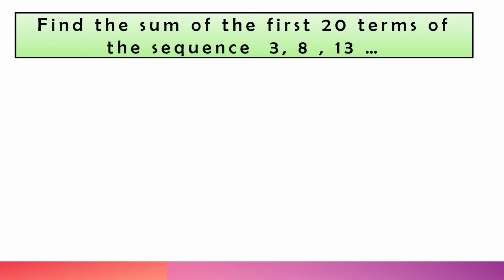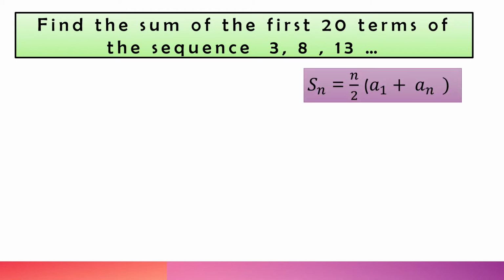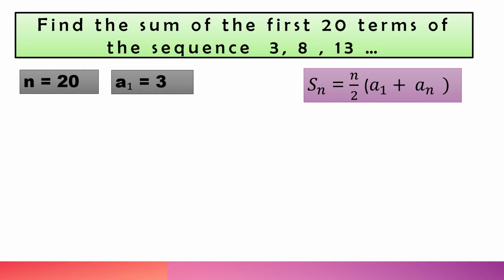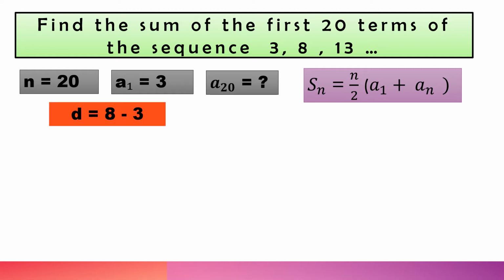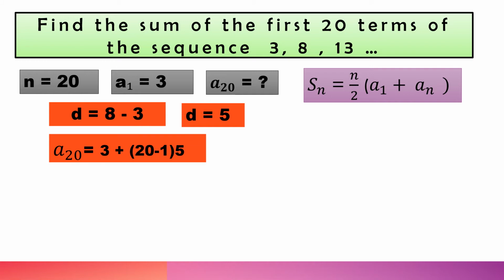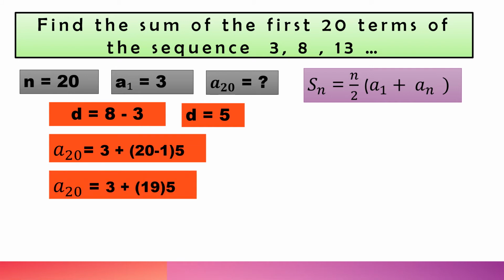Find the sum of the first 20 terms of the sequence 3, 8, and 13. Let us try first to identify the 20th term of the sequence, wherein n is equal to 20, a sub 1 is equal to 3, and d is equal to 8 minus 3, which is equal to 5. Substituting the given values to the explicit formula, we will have a sub 20 is equal to 3 plus quantity 20 minus 1 times 5.